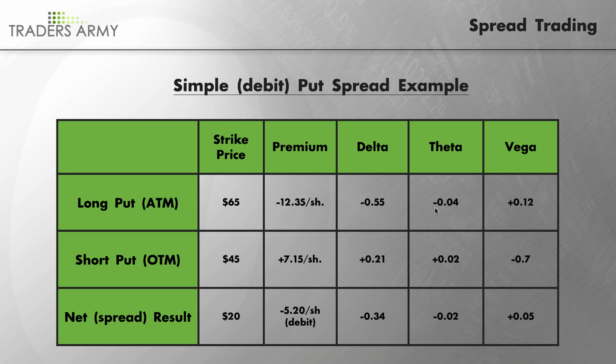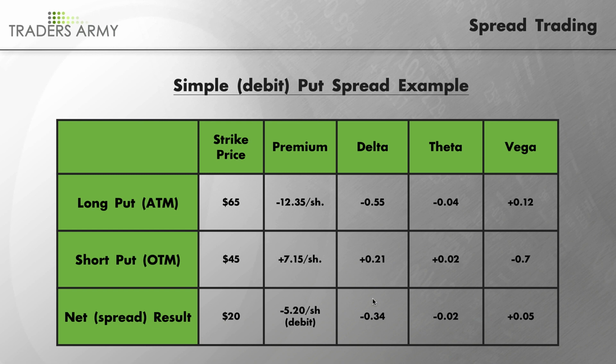As time goes by, time going by will negatively impact this position. And as volatility rises, our vega says you'll make 12 cents per share per 1 percentage point that volatility rises. So we still need volatility to go up if we're just long the puts. If we're just short the puts, we're going to have the exact opposite. So it will have a positive delta, a positive theta, and a negative vega.